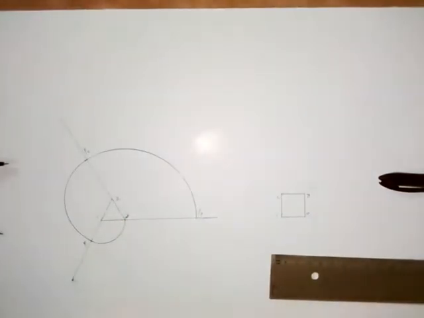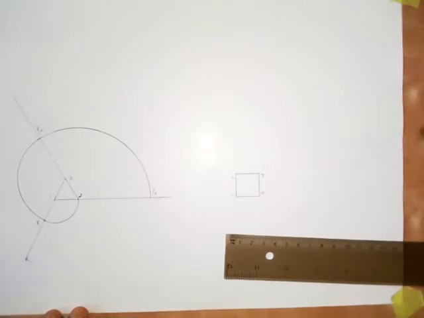Now the next one that you want to do is to construct the involute of a square. A square has already been constructed and I've numbered the points on the square. We have 4 points, numbered 1 to 4.